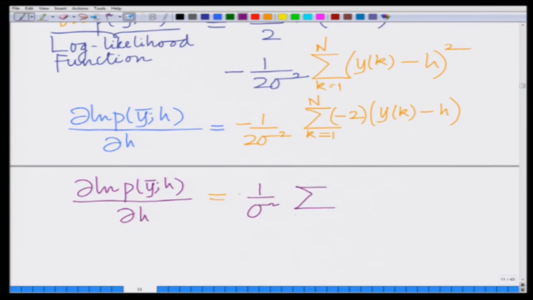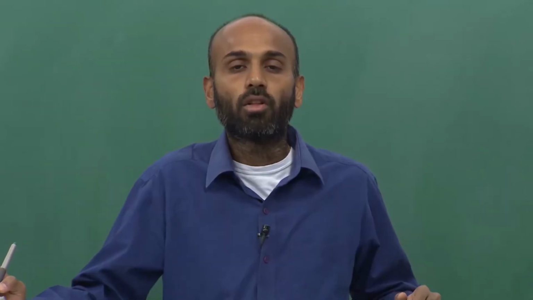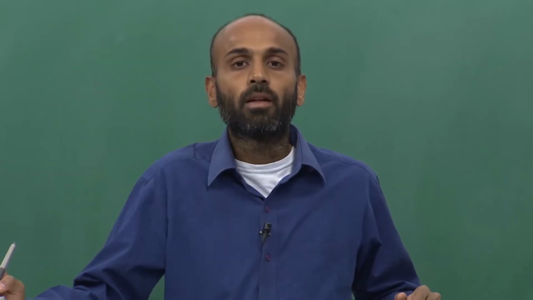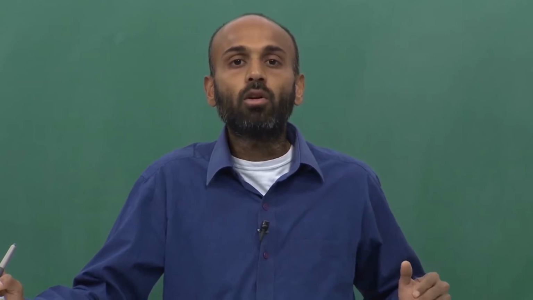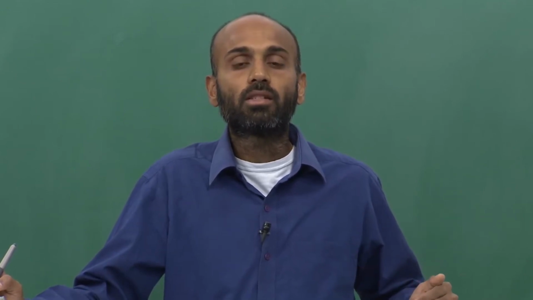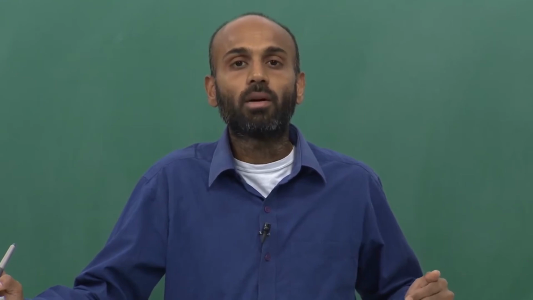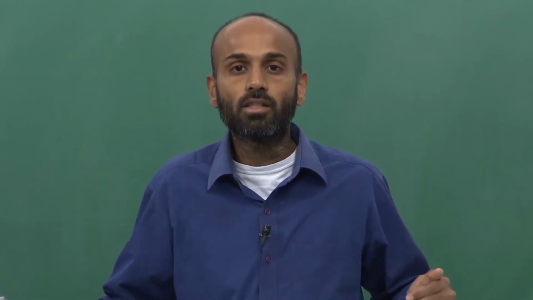So, this is 1 over sigma square summation k equals 1 to n y k minus h. So we have computed the log likelihood function, from that we have computed its derivative, and we can see that the derivative of the log likelihood function is 1 over sigma square summation k equals 1 to n y k minus h. And we already know that y k equals h plus v k, where v k is the noise. So, y k minus h is nothing but v k, that is the noise.